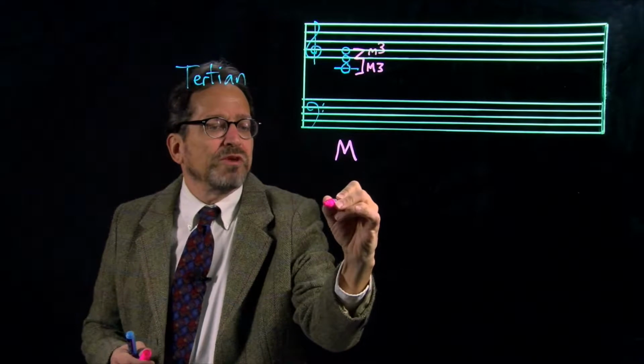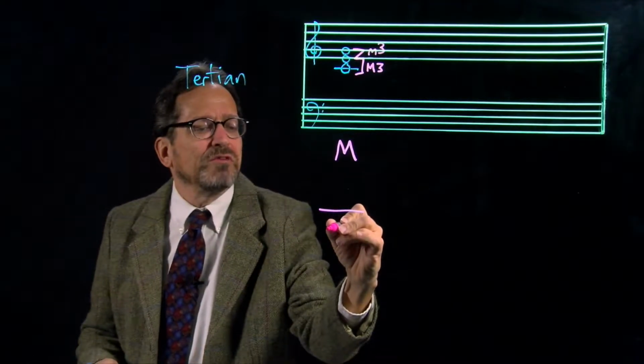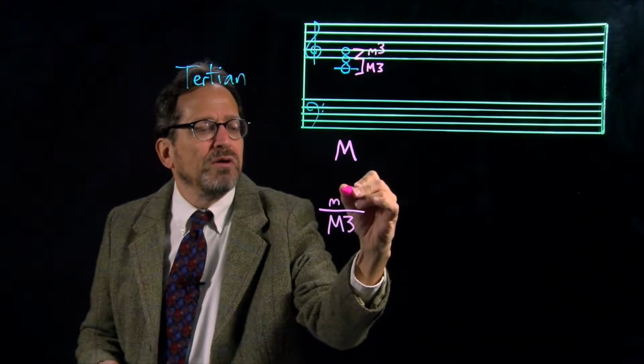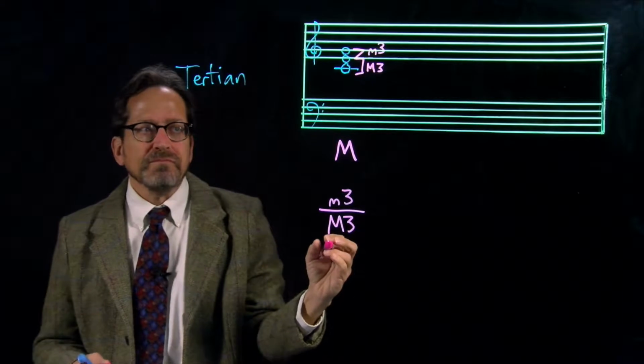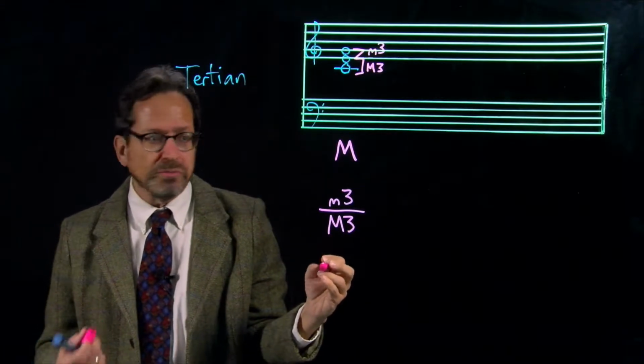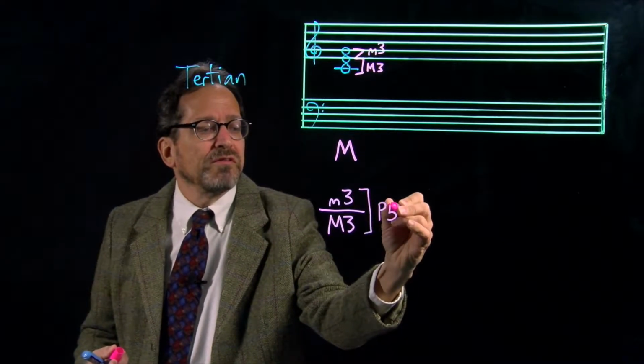So we can also represent this just pictorially, not really a fraction or anything, but we can represent it pictorially as a major third below a minor third. And the boundary tones of that chord, the highest and lowest pitches, make up a perfect fifth.